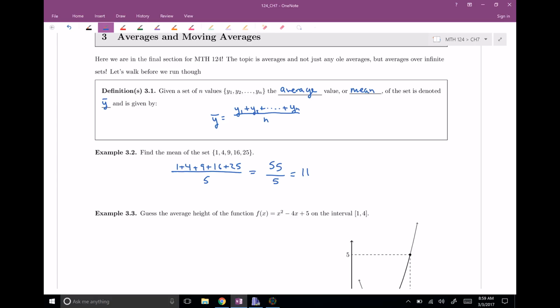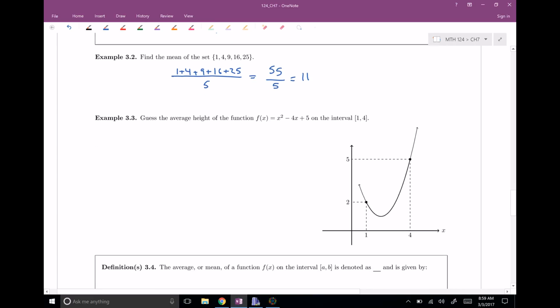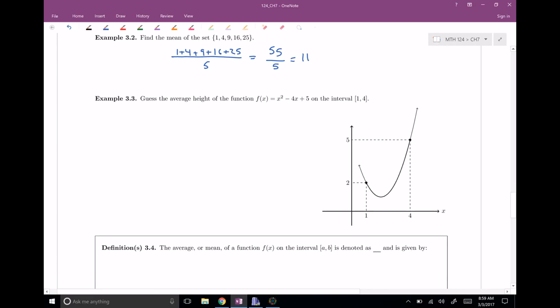Okay. So this is your standard averages over finite sets. But we're going to be trying to tackle problems more like this example 3.3. So guess the average height of this function, which is x squared minus 4x plus 5, on a specified interval, between x equals 1 and x equals 4. So you can see it takes on quite a bit of heights. Infinitely many heights, in fact. We have 2 here, it goes down. I think that this minimum point right here is like 1, and then it goes back all the way up to 5.